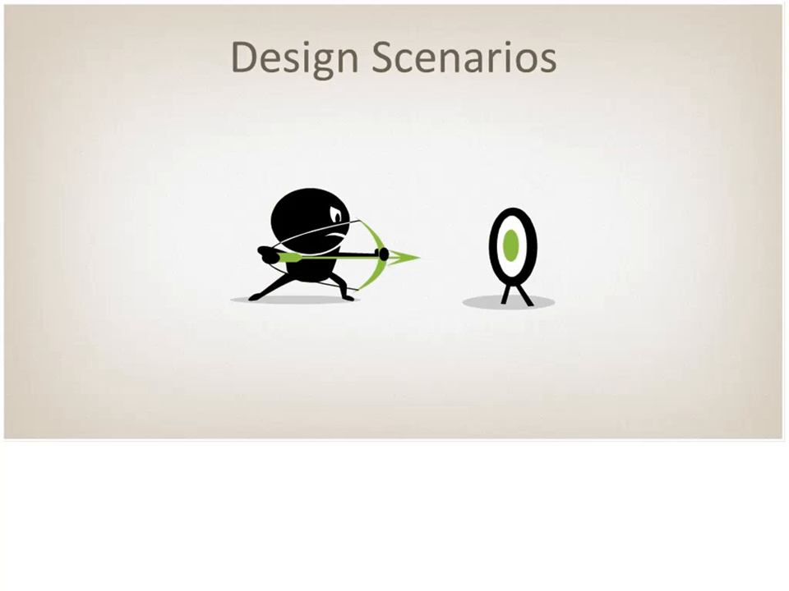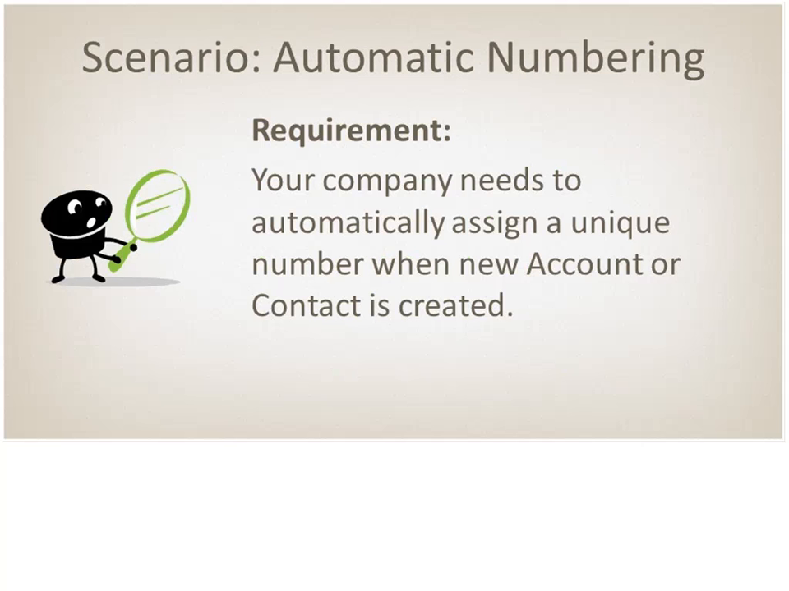So let's talk about some design scenarios. And this part I would love some interaction with, if you guys feel like commenting. So we have a requirement to automatically assign a unique ID number to an account and a contact when they're created. Who can tell me how they would do that? Anybody?